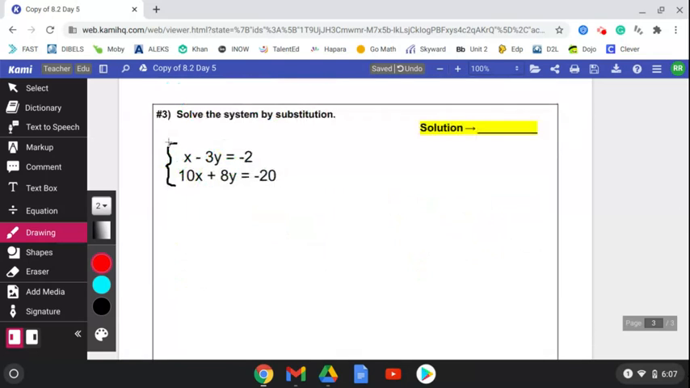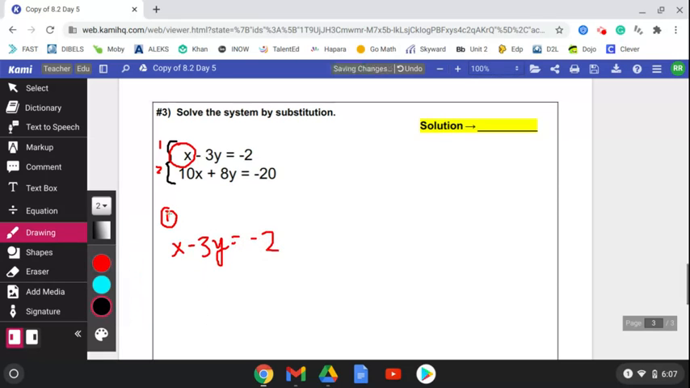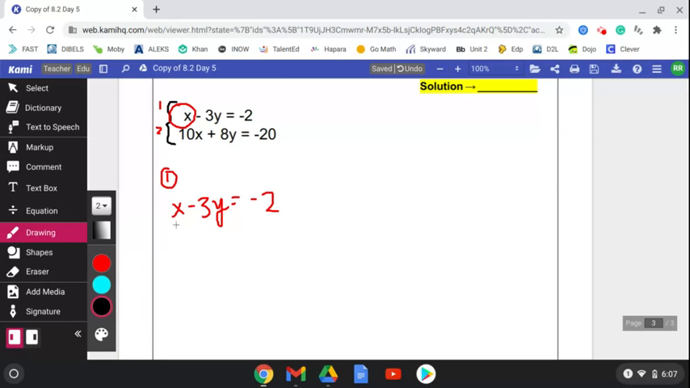Okay, number 3, solve by substitution. You have equation 1 and equation 2. x and y are not solved for in equation 1 or equation 2. So you need to look for, do you have a coefficient of 1 somewhere? And that will be this term right here, right? That has a coefficient of positive 1. And so in the first equation, I would copy that down, x minus 3y equals negative 2, and I would solve for x, since x has a coefficient of 1.